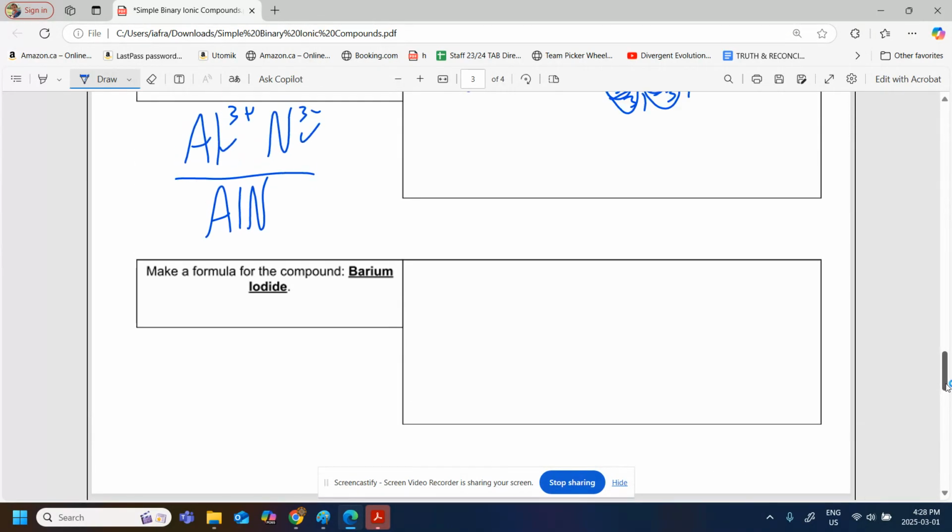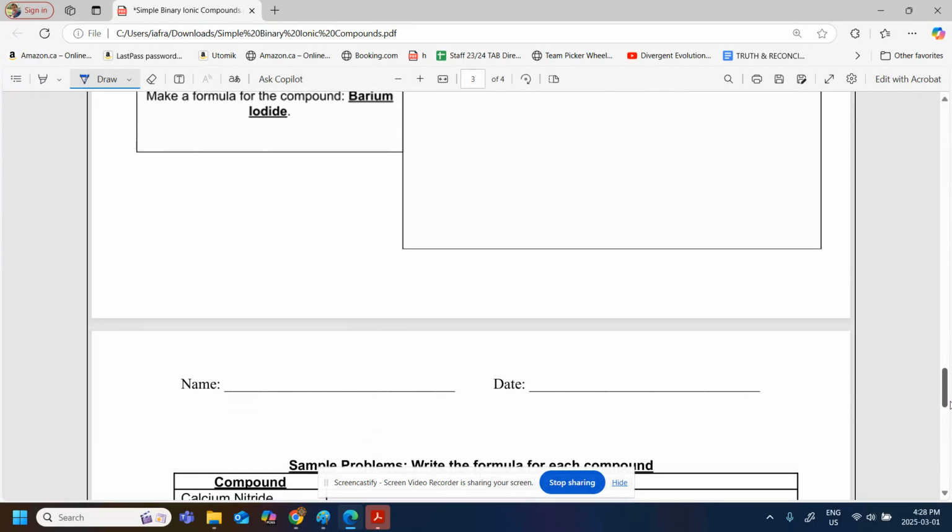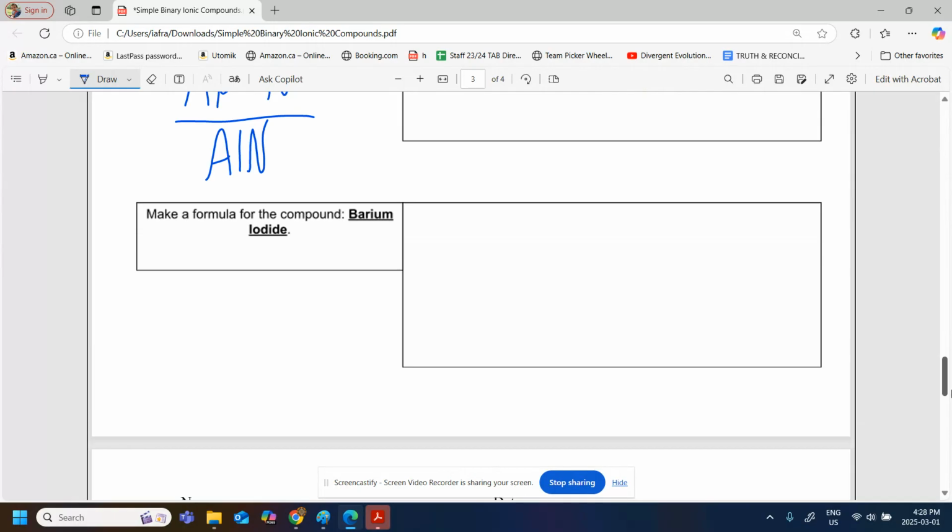Now you should pause the video and try barium iodide. Write a formula for barium iodide. So hopefully you paused the video and you tried it yourself. Let's go take a look if you got the right answer.